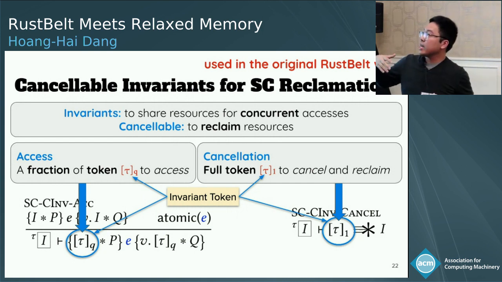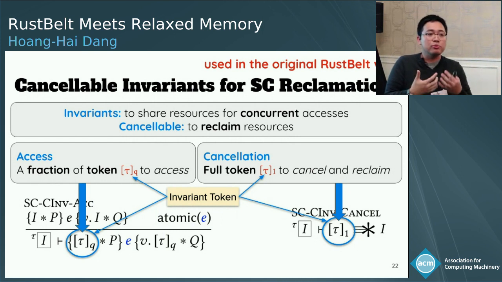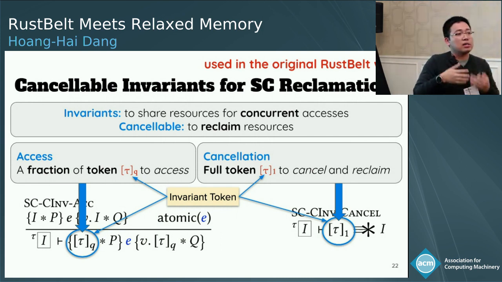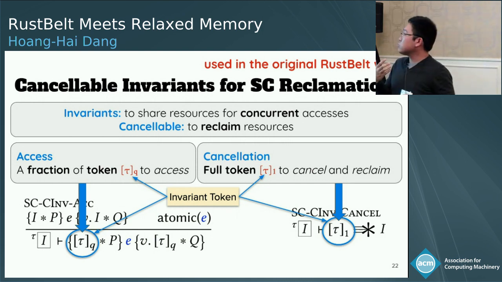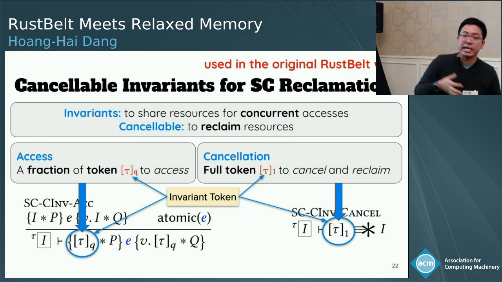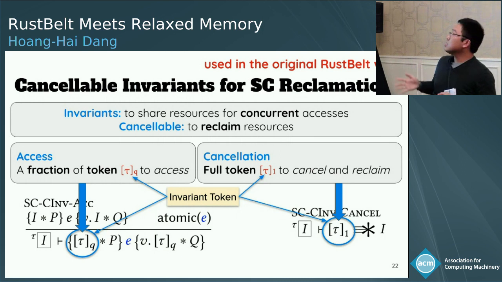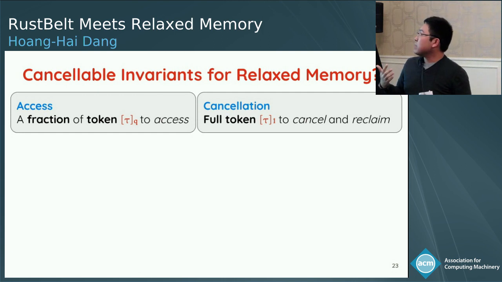And the access rules say that, well, if you have only a fraction of this token, you can access the invariant content. This is important because then you can split the token into multiple fractions, and then multiple parties can concurrently access the invariants. And once the multiple parties have finished accessing the invariant, you can recollect all of these fractions into the full token, tau 1, and only then can you use the full token to cancel the invariant and reclaim the resources, and basically end the concurrent sharing access mode. So this is a very simple mechanism. Oh, almost done.